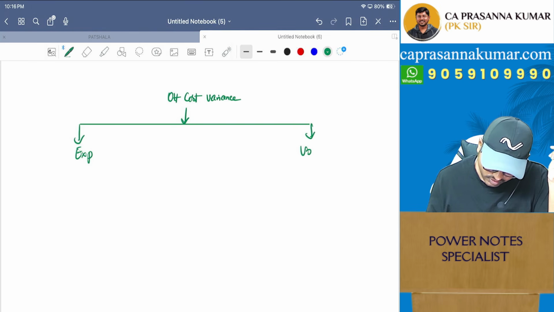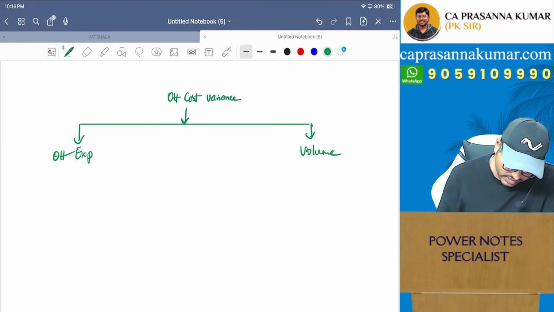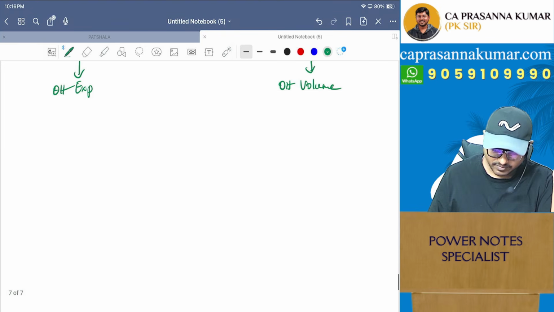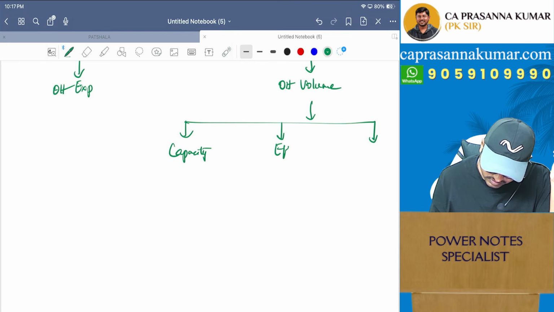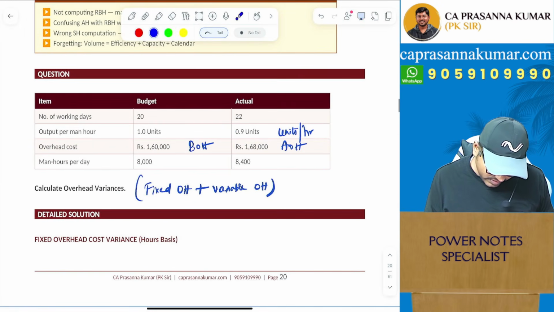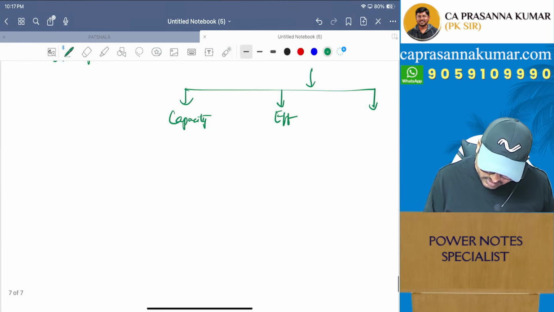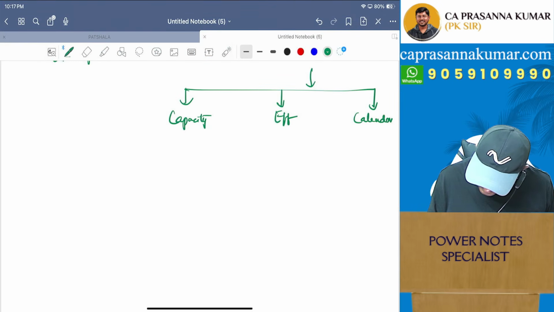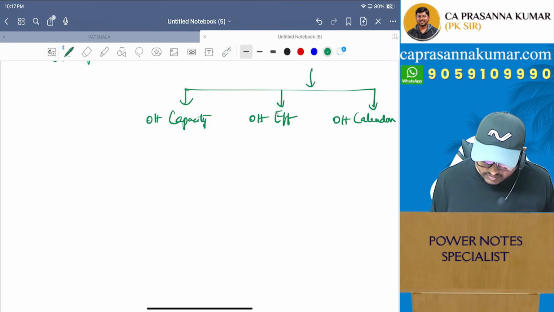Expenditure. But now I'll not call it fixed overhead variance. I'll call it overhead expenditure variance, overhead volume. Clear? Now this will be further divided into capacity, efficiency. Do we have calendar in this question? There are number of days given in a month, number of working days, budget 2022. Automatically calendar is there. So overhead capacity variance, overhead efficiency variance, overhead calendar variance.